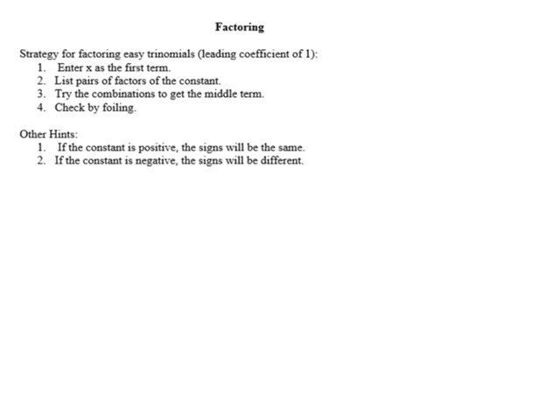We are in section 6.2 and we are factoring trinomials. Now these are trinomials that begin with a leading coefficient of 1. So the first thing you're going to do is enter x as the first term in each of the parentheses, list the pairs of factors of the constant, try those combinations to get the middle term, and you can check it by FOILing. The other hints that are super important are if the constant is positive, the signs will be the same, and if the constant is negative, the signs will be different.